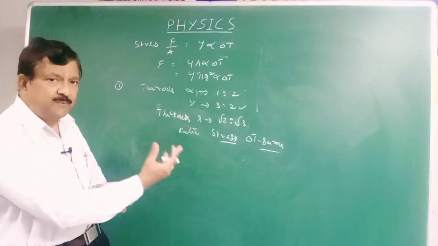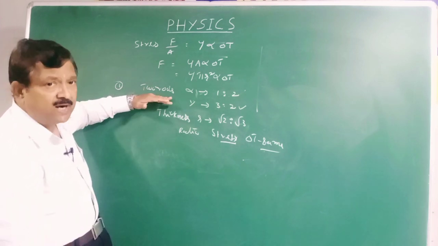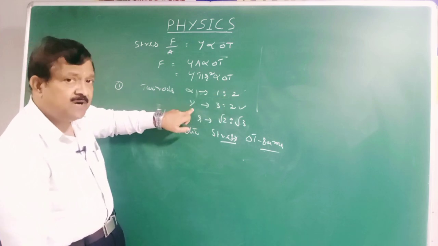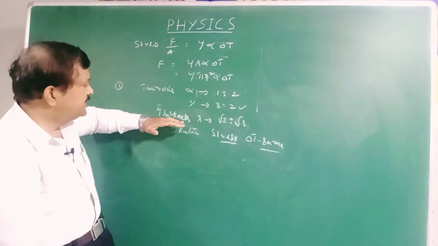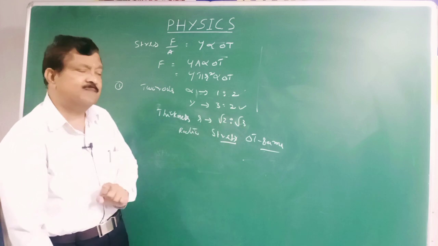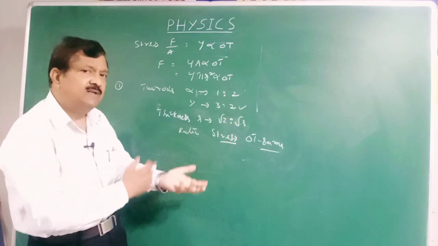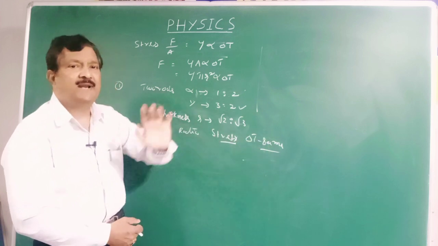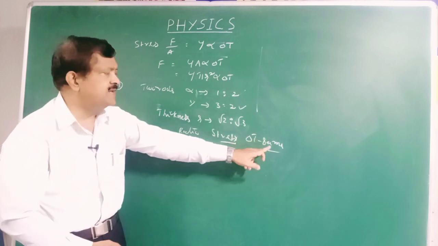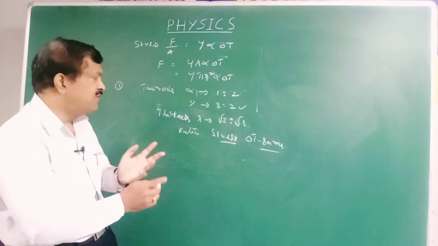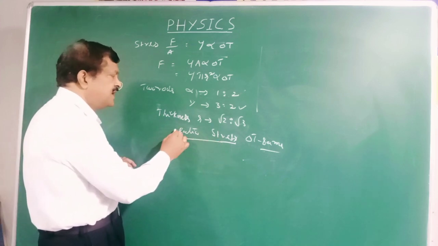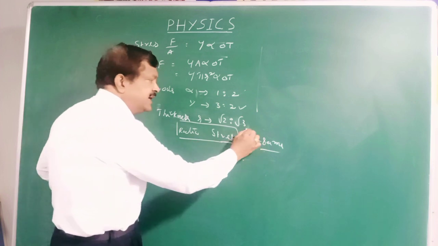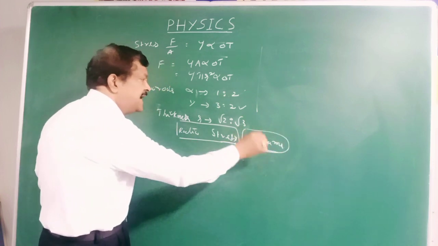Now let us look at the problem once again. I have taken two rods having alpha values in the ratio 1:2, Young's modulus in the ratio 3:2, thickness in the ratio √2:√3, and I want the ratio of the stress corresponding to the same change of temperature. Very clearly the change in temperature is the same, and we want the ratio of the stress. So the ratio we have to calculate under the condition that the change in temperature is the same for both of them.